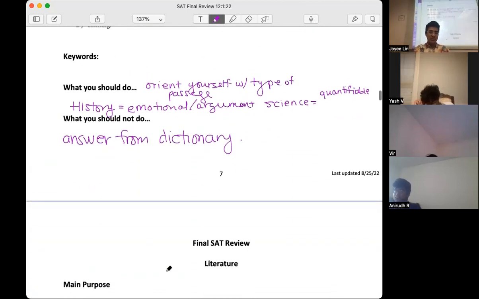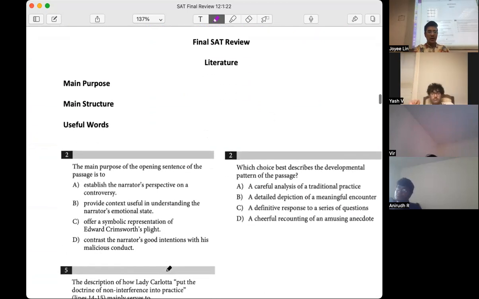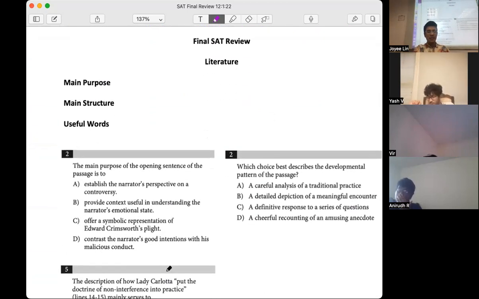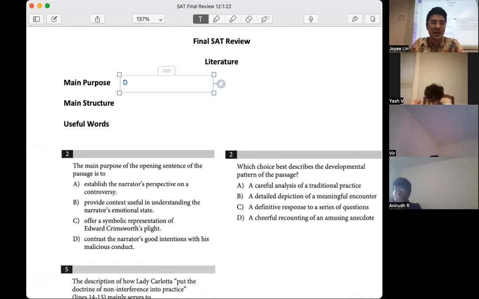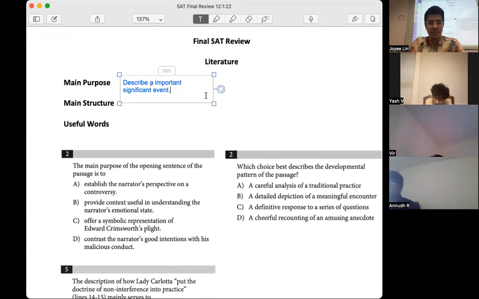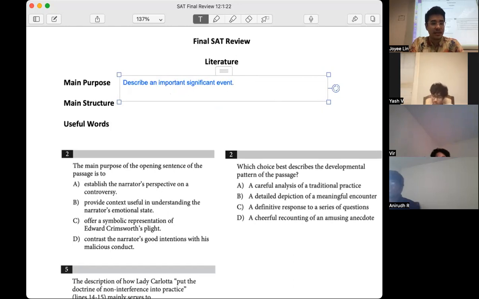Oh, we went through all of it. Okay, literature. What is the main purpose of literature passages? Too broad. Describe what kind of event? An important or significant event. That's one. What's another type of main purpose? It's either describe an important or significant event or describe a meaningful relationship, one or the other.